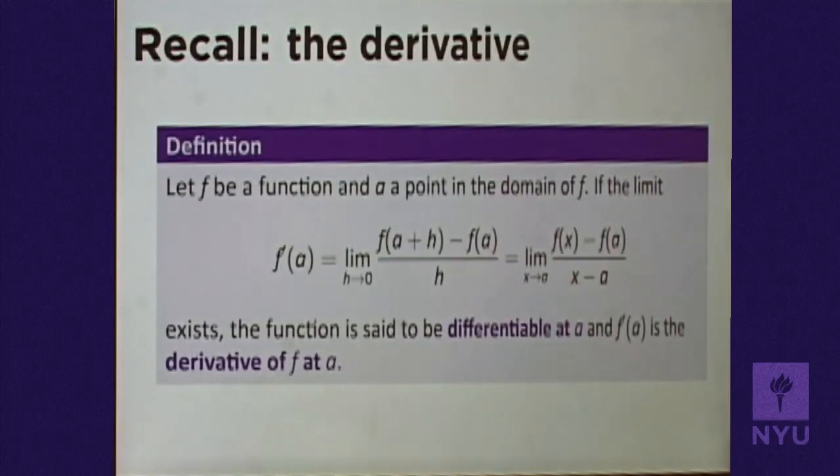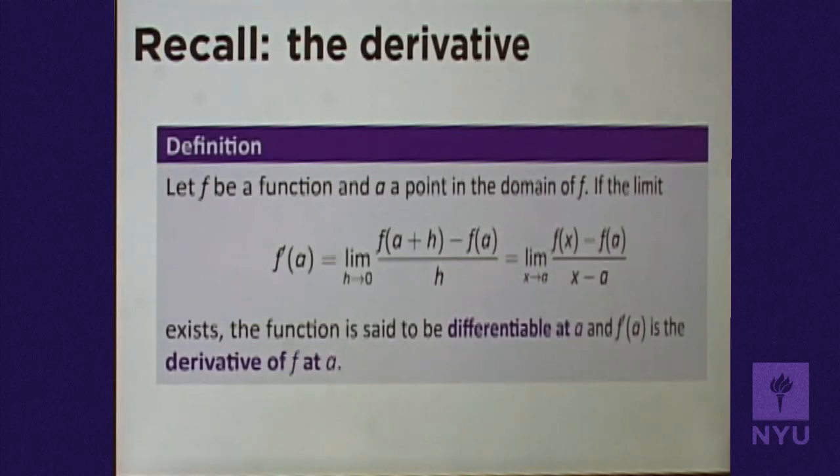So let's remember what we're actually discussing. The derivative of a function at a point a is the limit as h goes to 0 of f of a plus h minus f of a divided by h. Another way to write the exact same limit is to say it's the limit as x goes to a of the quotient f of x minus f of a over x minus a.